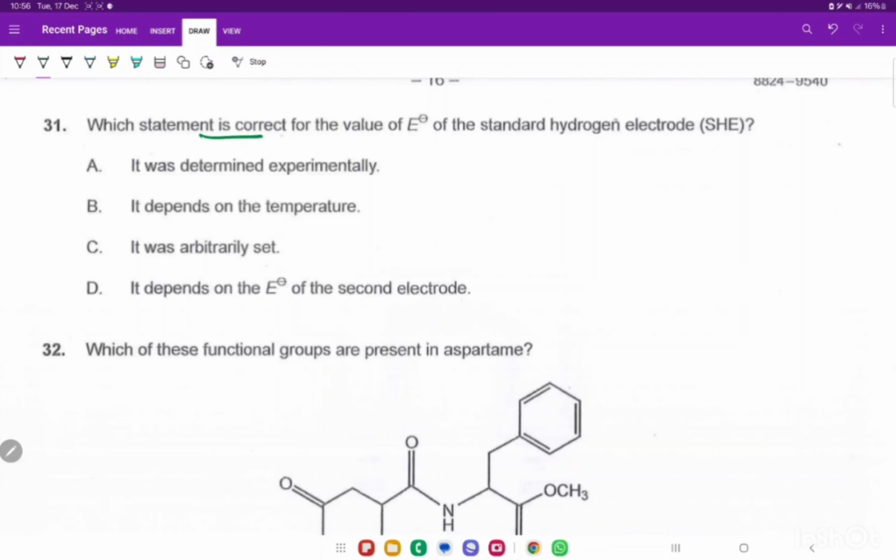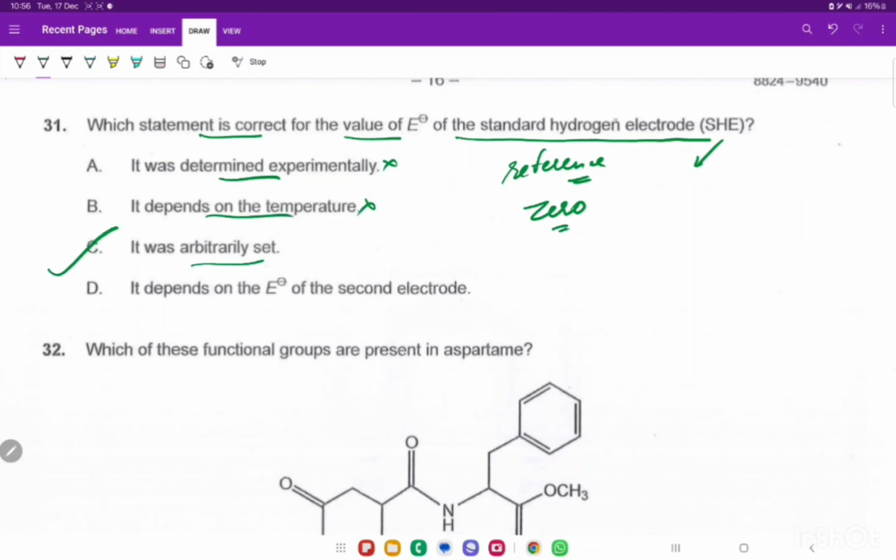Next: which statement is correct for the value of E degree of the standard hydrogen electrode, SHE? SHE is a reference electrode, and for a reference electrode the potential is taken as 0. Was it determined experimentally? No. Depends on temperature? No. It is an arbitrary set value, yes. The SHE value is arbitrarily set as 0, and with the help of this value we determine the electrode potential of other unknown electrodes. It depends on E degree of the second electrode? No. Its potential is fixed at 0. Thus the answer for question 31 is C.